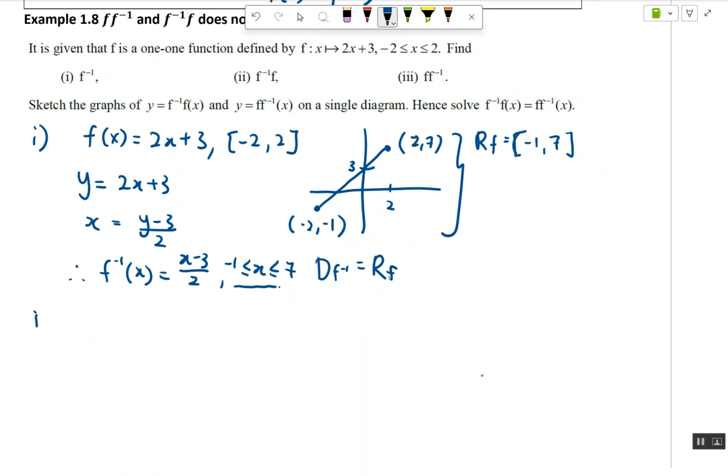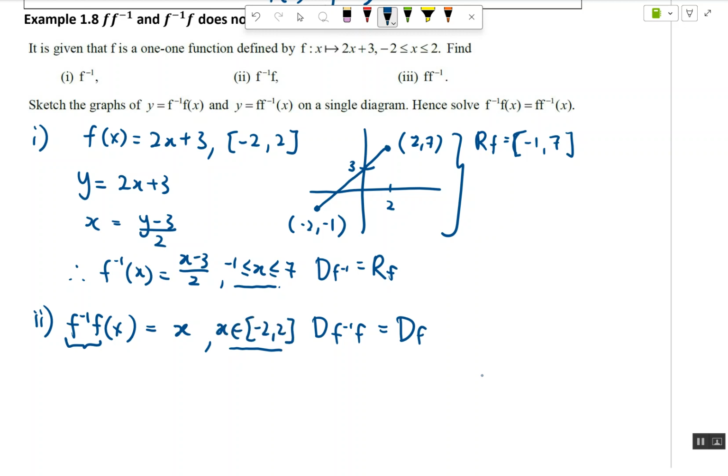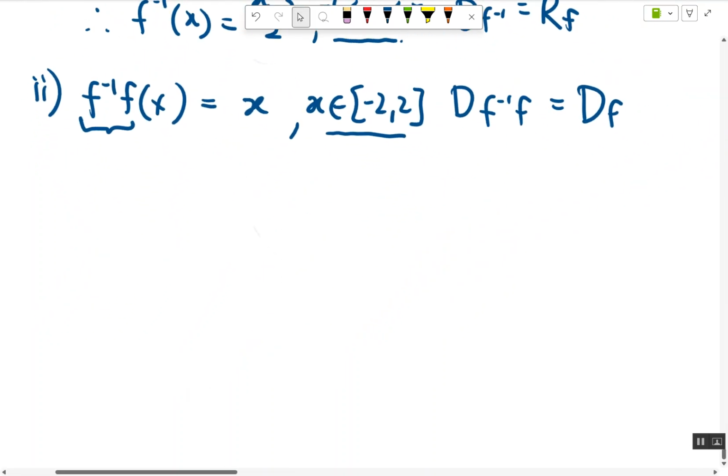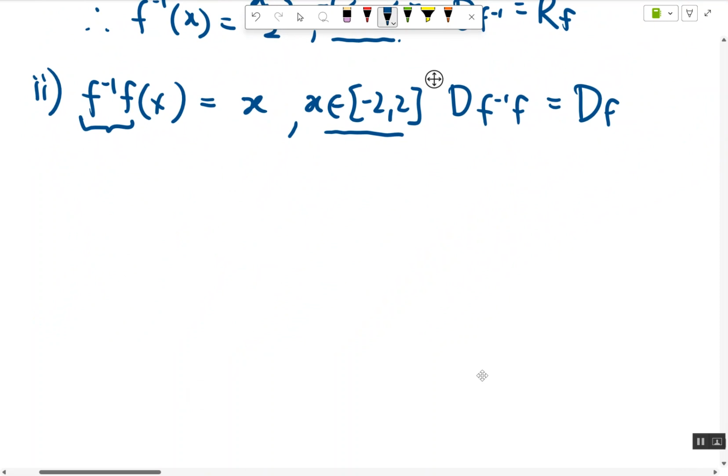Part 2, whenever you see f inverse f x, this just means x only. Because f inverse and f negate each other, you are just going to be left with x. But what is the domain of f inverse f? Again, f inverse f is a composite function. The domain of f inverse f depends on the domain of f. So in this case, x is from -2 to 2. You can represent it another way, it doesn't matter. So the domain of f inverse f is x, where x is from -2 to 2.